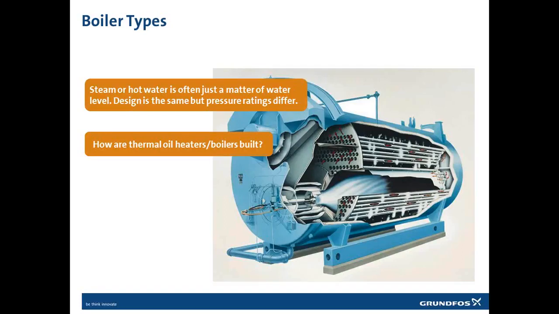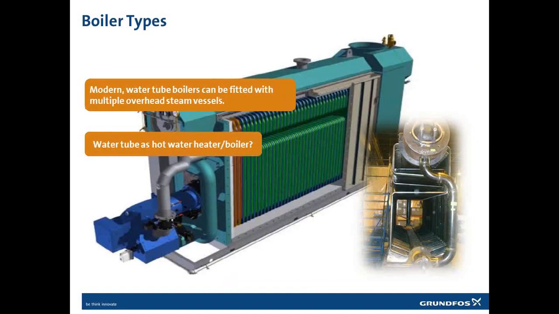What we have here is a horizontal fire tube boiler. Another type is a modern water tube boiler, which can be fitted with multiple overhead steam vessels. This one only has one. I'm pointing at it right here on the right on your screen. One overhead steam vessel is normally the standard on smaller water tube boilers. A water tube boiler can be used as a hot water heater, but normally they are too expensive to use as a hot water heater.